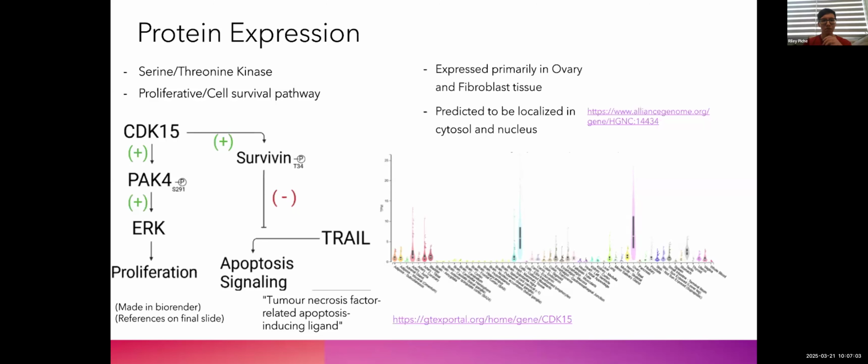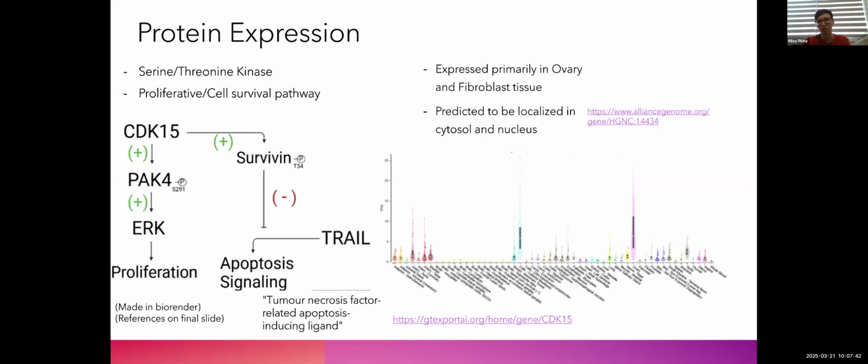PAC4 is involved in multiple different cellular pathways. It stimulates cell motility, drug resistance, resistance to apoptosis, and it also stimulates several proliferation pathways such as ERK shown there. Survivin, when phosphorylated, inhibits the TRAIL apoptotic pathway. TRAIL is an acronym, which is short for tumor necrosis factor related apoptosis inducing ligand. It basically just induces apoptosis, and survivin in some way, we're not quite sure how, inhibits that apoptotic pathway.